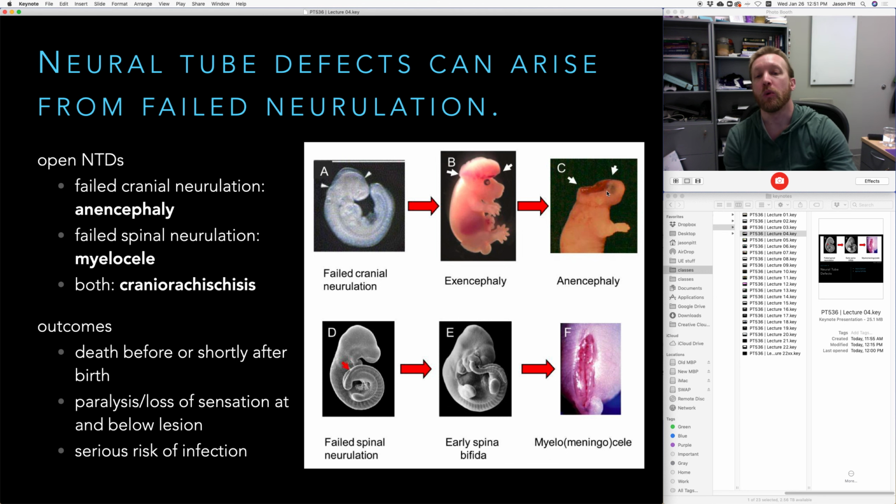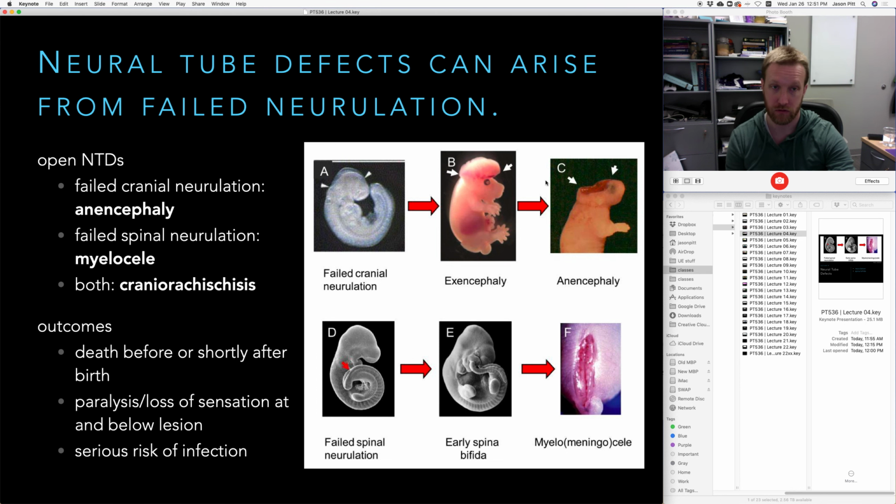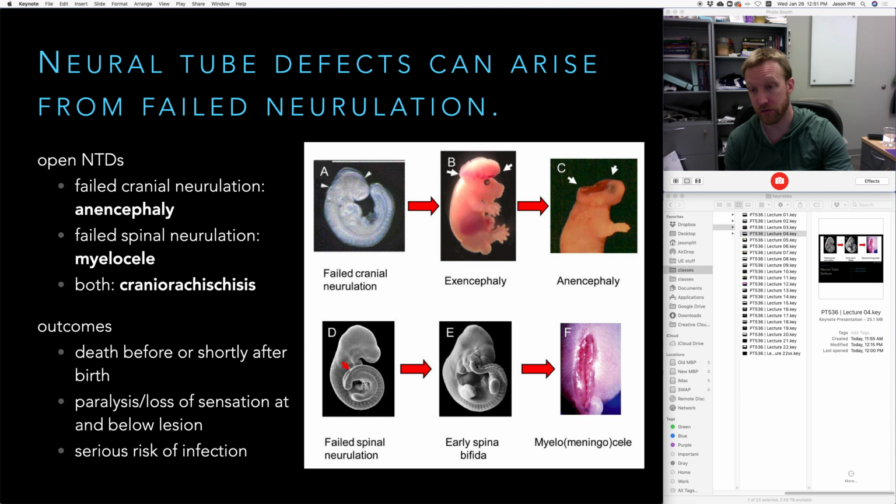Clearly poor outcomes. When we have failed spinal neurulation, that's what gives us spina bifida. Right? This still sucks. No doubt about that. But spinal cord, if we have low enough injuries, we can probably spare vital functions, and there we'll just have sensory motor and autonomic problems, as opposed to death before or shortly after birth. That's what we're going to have with our cranial failures in neurulation. Sometimes both of these happen together, and that's called craniorachischisis. Don't make me say that again.